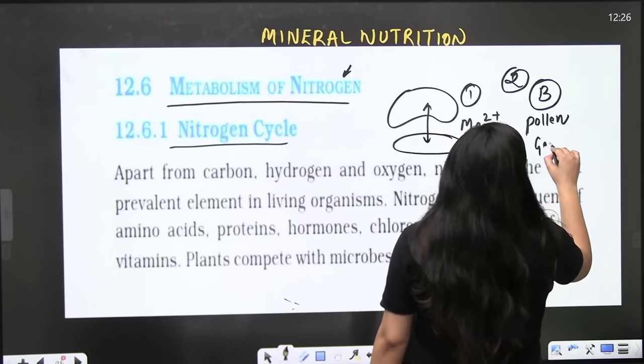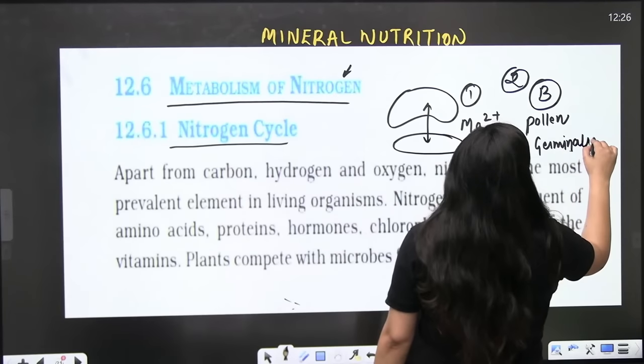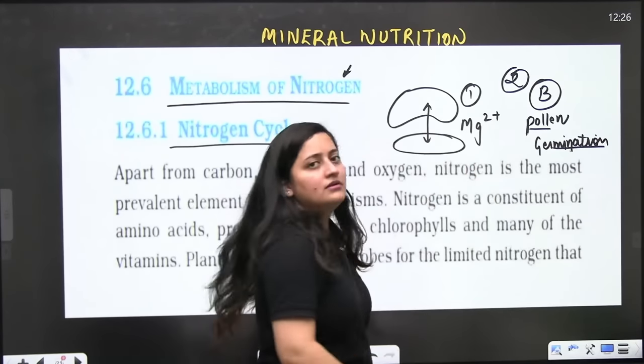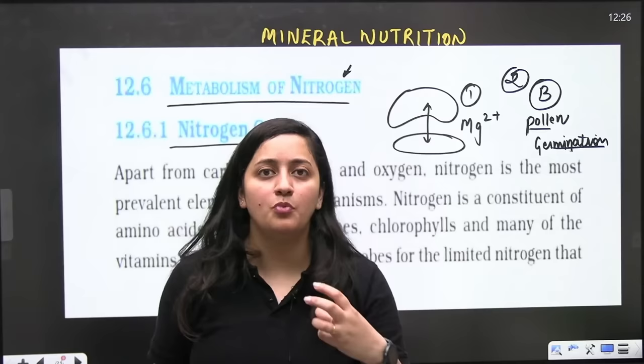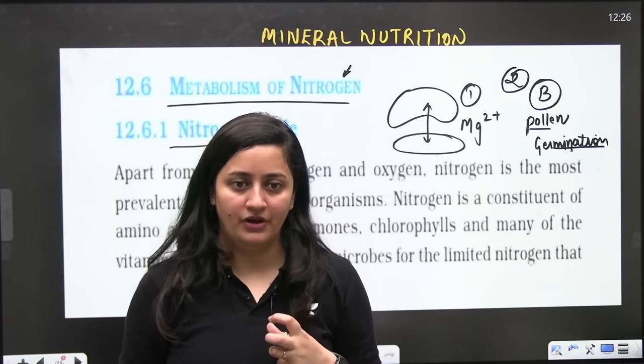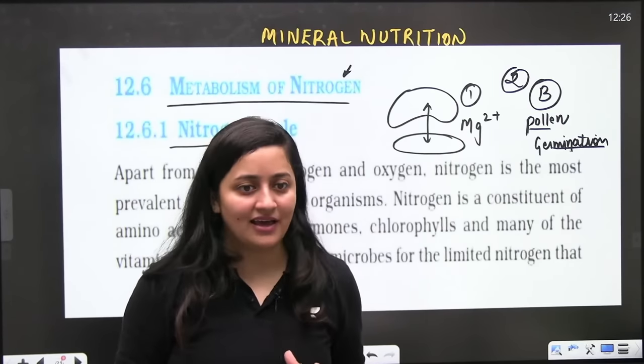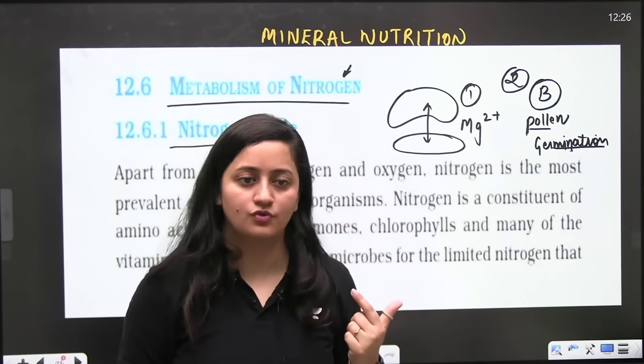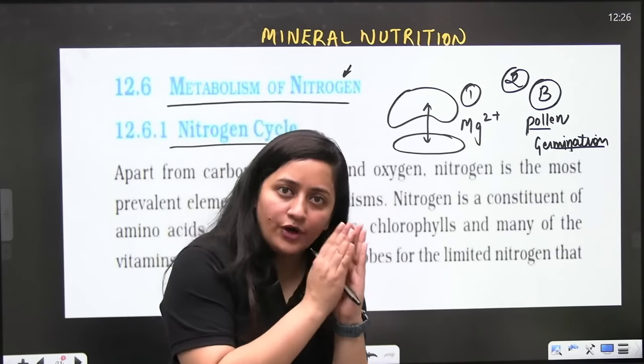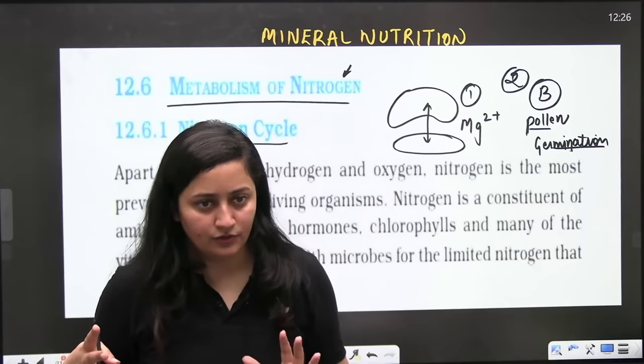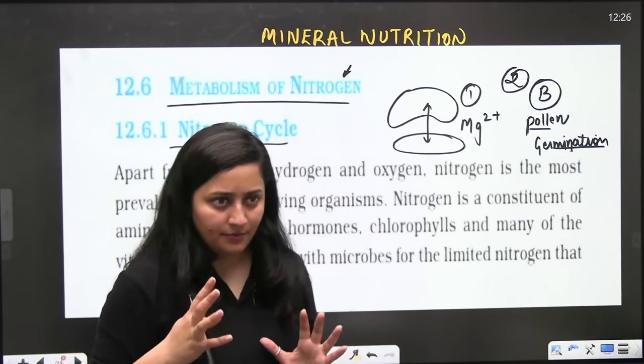Zinc is important for auxin synthesis. Iron is important for the biosynthesis of chlorophyll. Magnesium is the central metal ion of chlorophyll. So questions like this used to come. For that part, you just need to solve the PYQs.